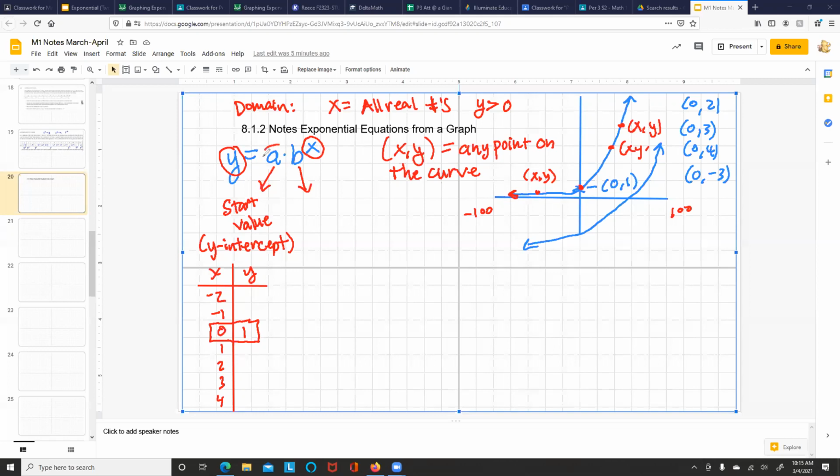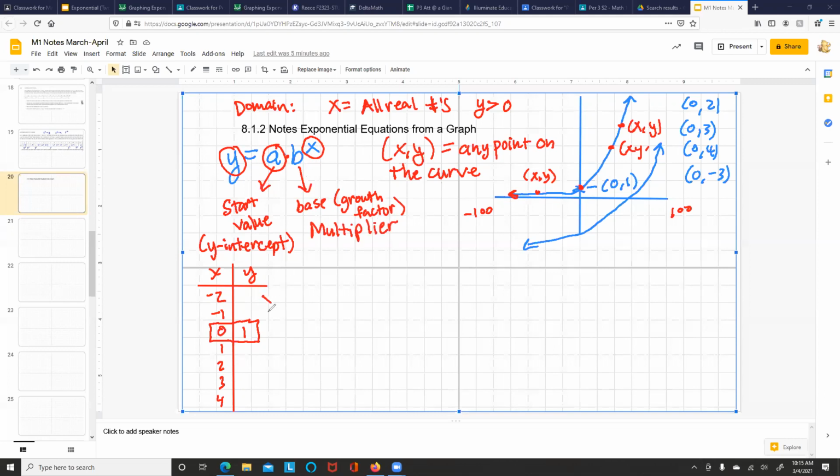So a is the start value, okay? Where is a? A is in front of the exponent part. B, we could say, is the base, right? But it's also the growth, the growth factor. It's like how much it's growing. Or we call it the multiplier. Your book calls it the multiplier. That's a good name.